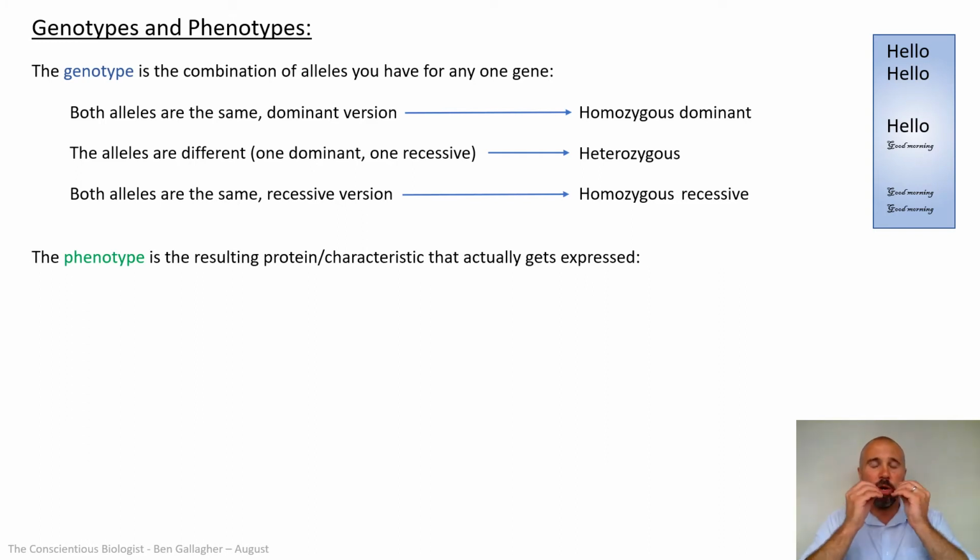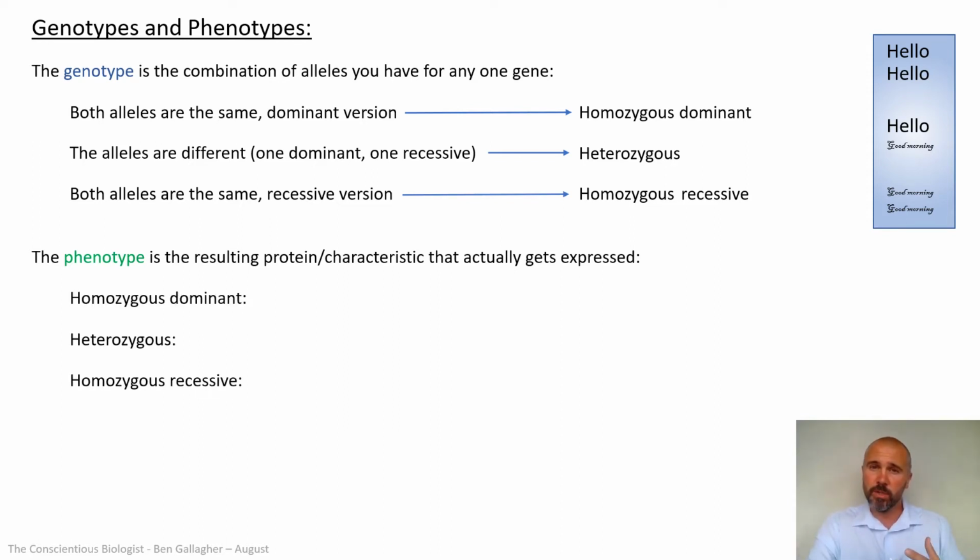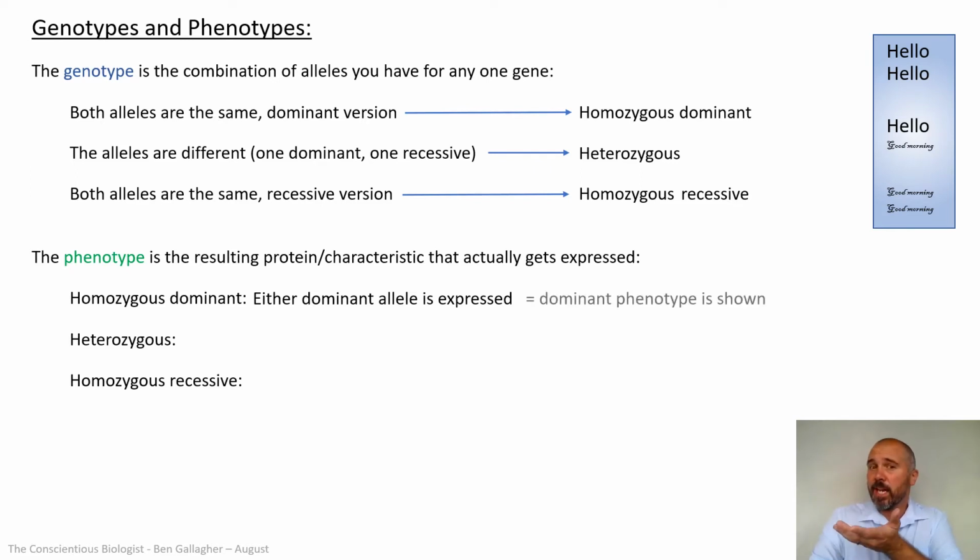So the phenotype, what I do, is hello. For the middle one, where it's hello, good morning, I express hello because I ignore the good morning, and so on. So let's look at those. For the three genotypes over there, you can see the homozygous dominant, I can express either allele, the hello or the hello. So I show the dominant phenotype, the hello phenotype.